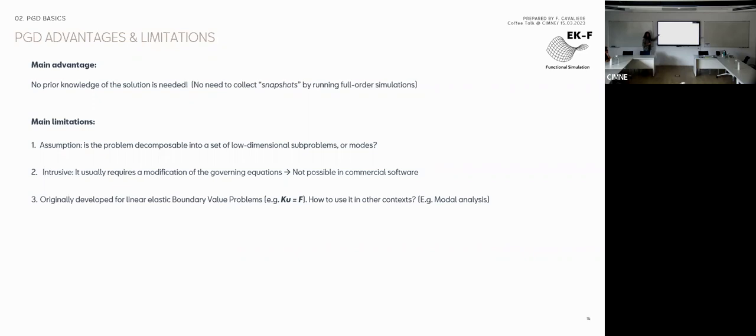Then, it's intrusive. The original PGD problem is intrusive. What does it mean? In order to apply it, we usually need to modify the governing equations. And when it comes to industrial applications where we use commercial software, we cannot enter the commercial software implementation, so we cannot modify the governing equation. In this case, we needed to find a solution. These were two points that we had to treat during my PhD.